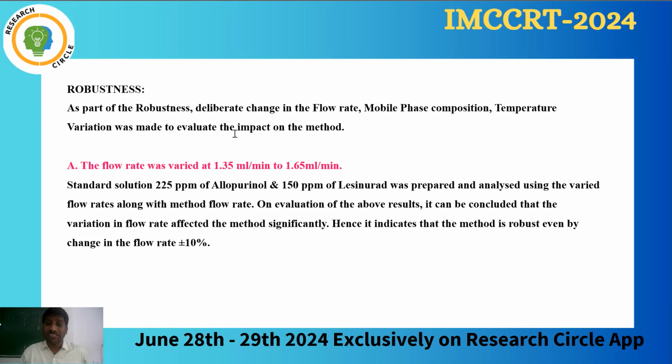Robustness. How robust the method is, is determined by the robustness study, by changing the flow rate, or slightly changing the mobile phase composition, or changing the column oven temperature, or detection wavelength, like that. So I changed the flow rate from 1.35 to 1.65 ml per minute. The standard solution of 225 allopurinol and 150 Lesinurad was used for these studies.